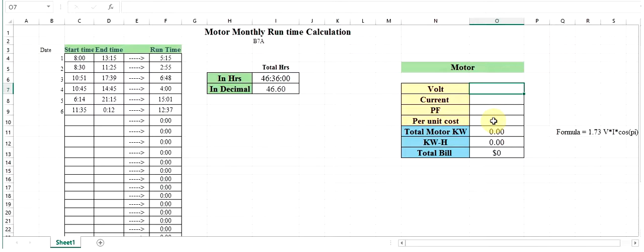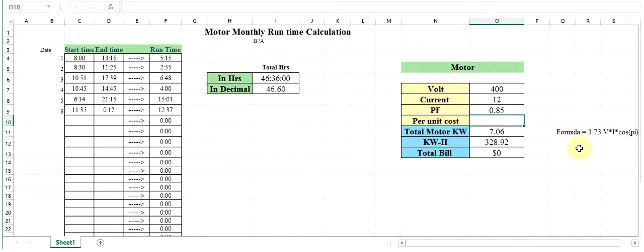The motor B7A is actually 3-phase, and it draws about 12 amperes of current, and the power factor of this motor is 0.85. This is the data that we have to put in. Now the total power of this motor is 7 kilowatts, and the kilowatt hours are 328.92 kilowatt hours, which is actually electrical energy.